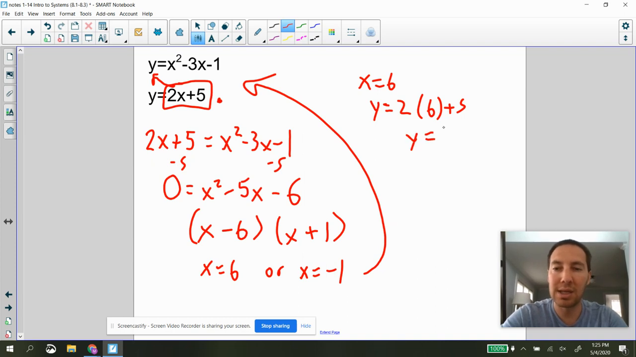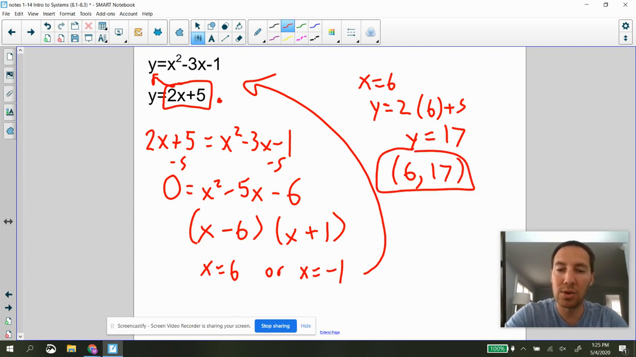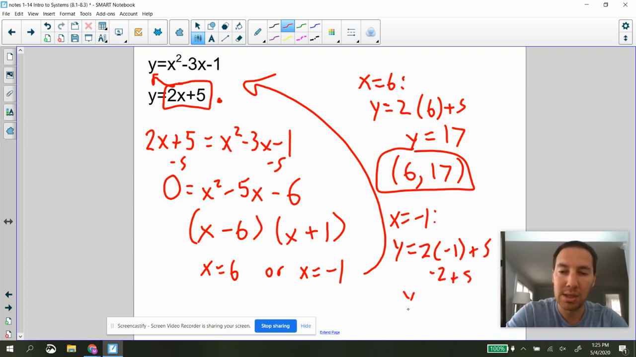That looks like 17. So that ordered pair is going to be 6 comma 17. I also want to know when x equals negative 1. Plug it into the same one. y equals 2 times negative 1 plus 5. Negative 2 plus 5 is 3. So y equals 3. So that ordered pair is going to be negative 1 comma 3.